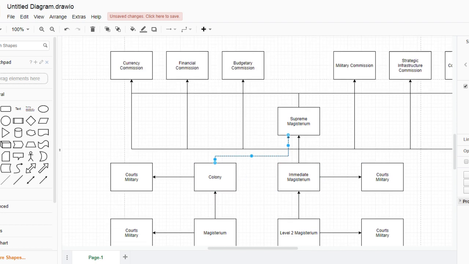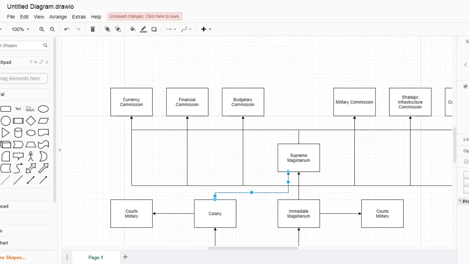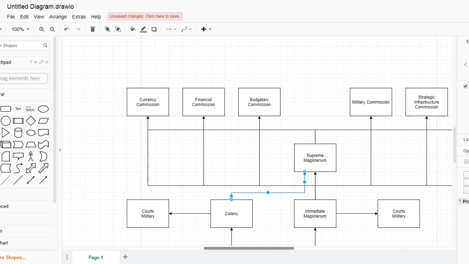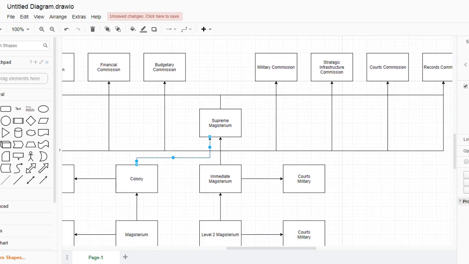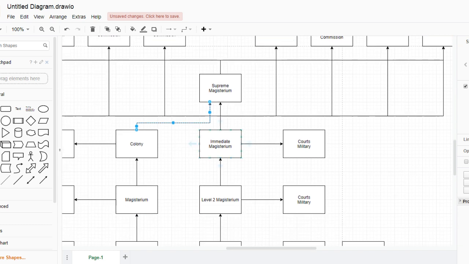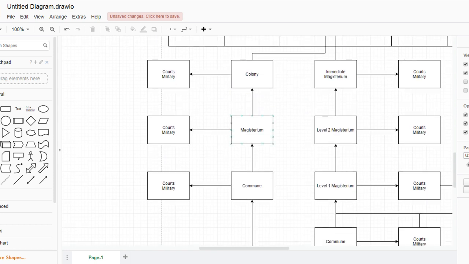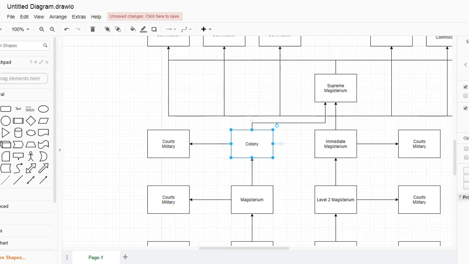So the colony, of course, does not elect people to other commissions. It only elects a representative to the Supreme Magisterium who does not have the same power as full-on members that are appointed by an actual immediate magisterium. The reason why the colony is separate is because of its distance. So colonies and immediate magisteria, another thing that makes them different from other magisteria and communes is that they are allowed to have WMDs.